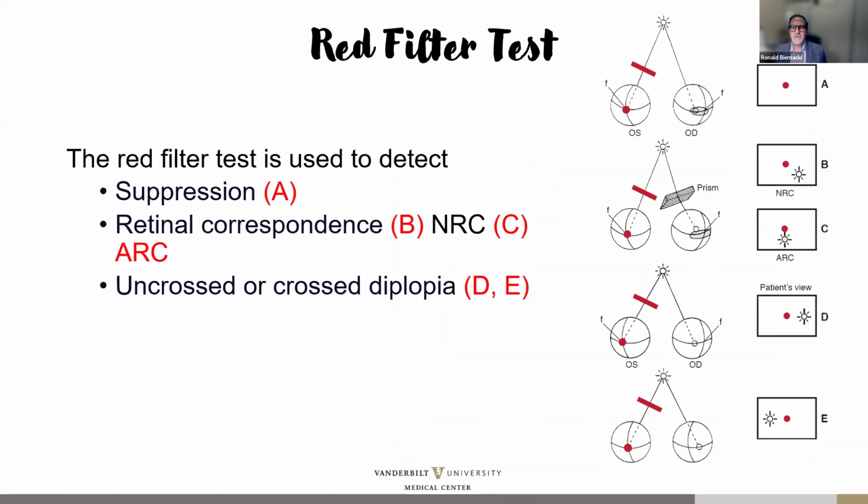For the red filter test, you want to place the red filter in front of the fixing eye while the patient is looking at a small light source. It's used to detect suppression, retinal correspondence, and crossed or uncrossed diplopia.